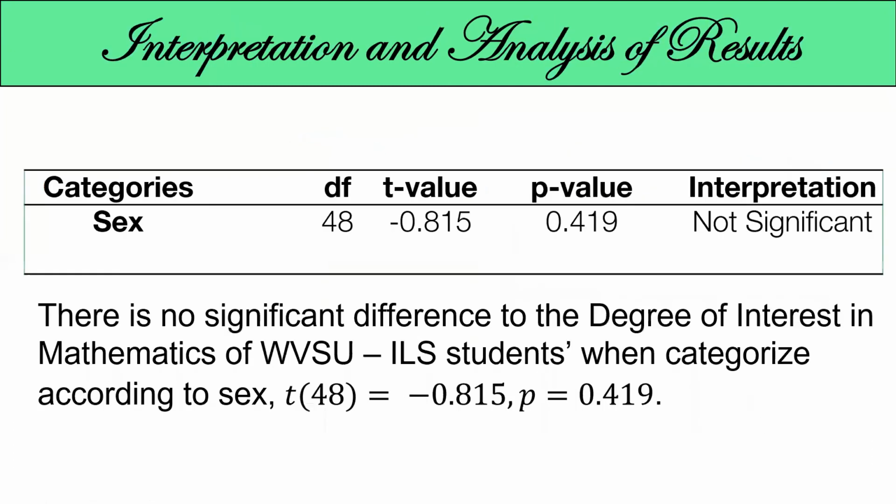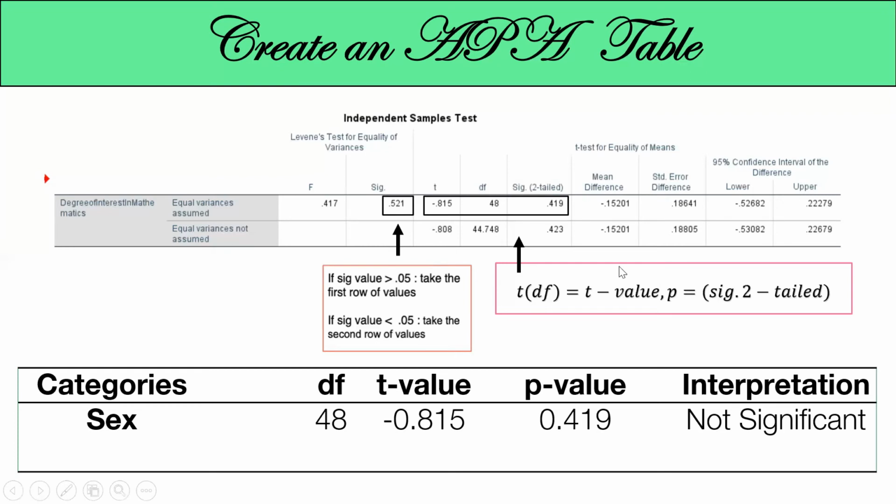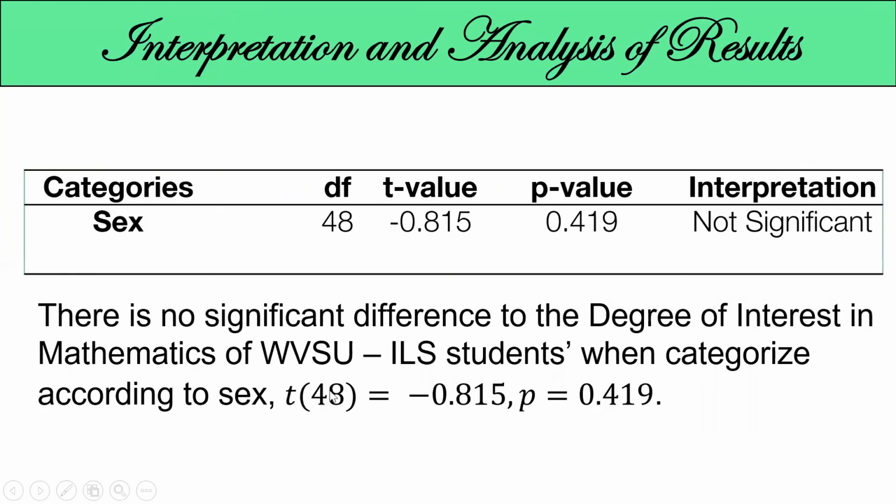Moving on, before we move on, let's change t of what is df? 48. So that's t of 48 is equal to negative 0.815, comma, p is equal to 0.419. So that's how you change it. Your df is here, 48. Your t value is here. Your Sig. 2-tailed is here. So you just change the values and you get this one at the end of the sentence.